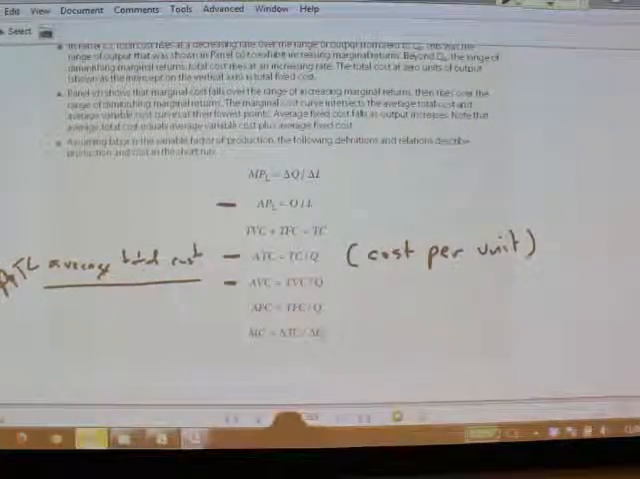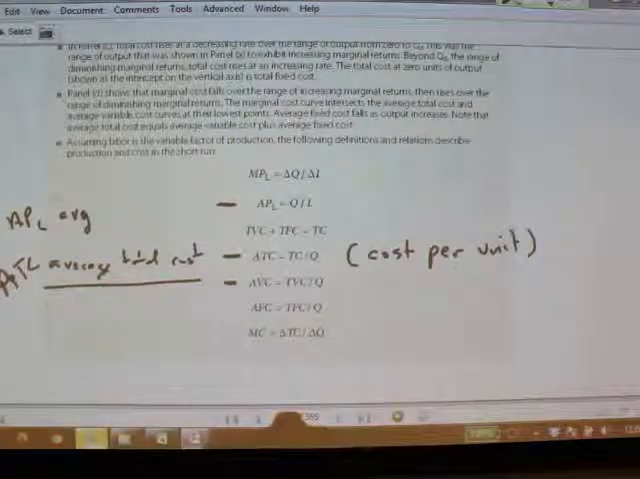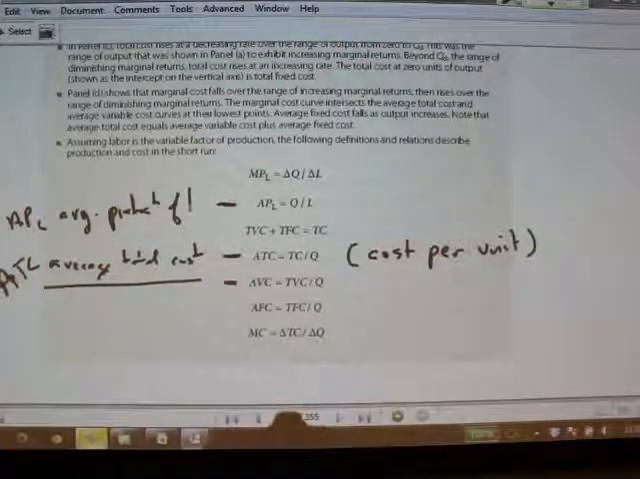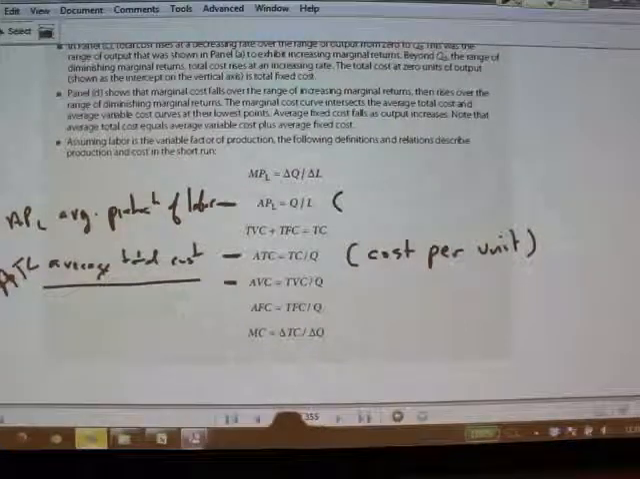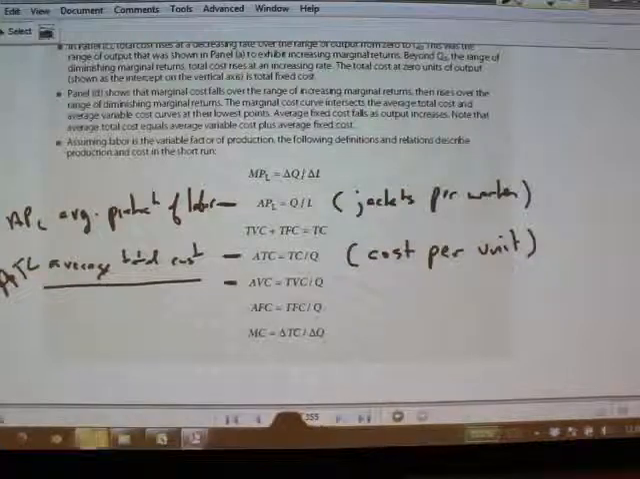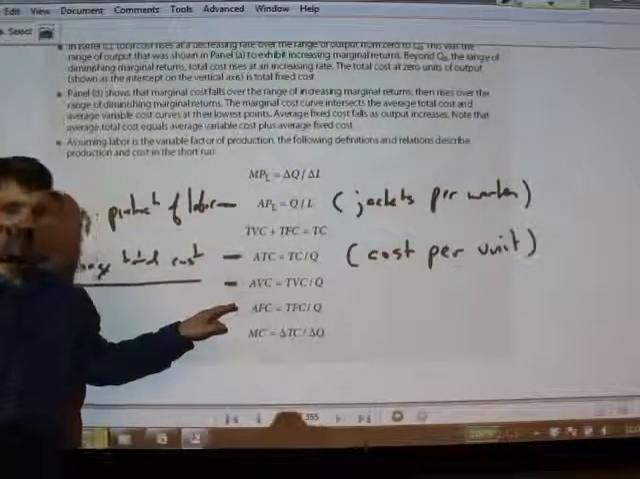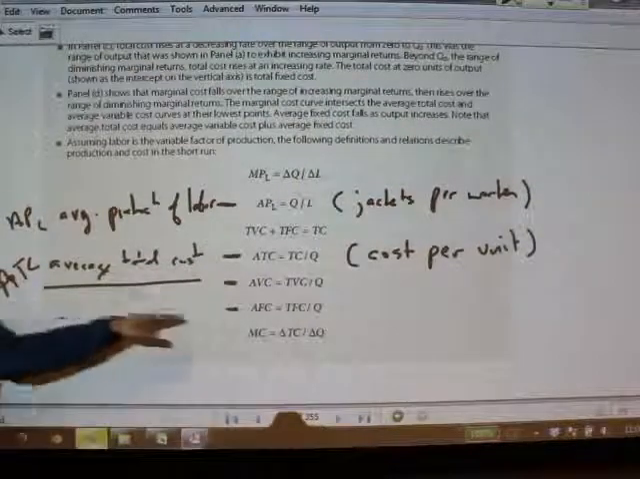So AP sub L is average product of labor. And you could think about this as how many jackets per worker. Finally, we have a fourth, average fixed cost, and this is total fixed costs divided by quantity.